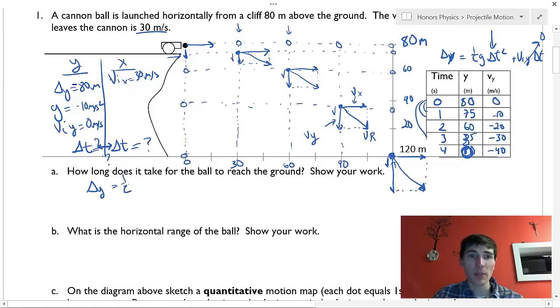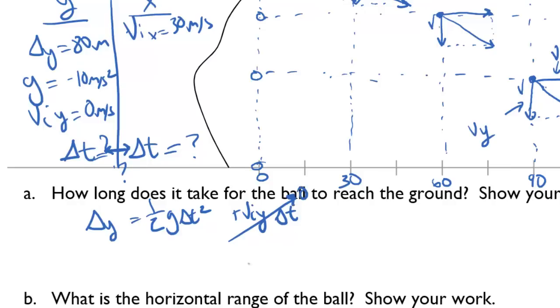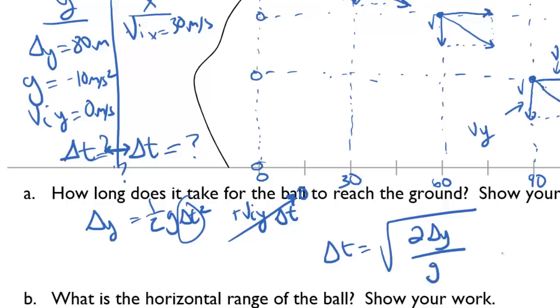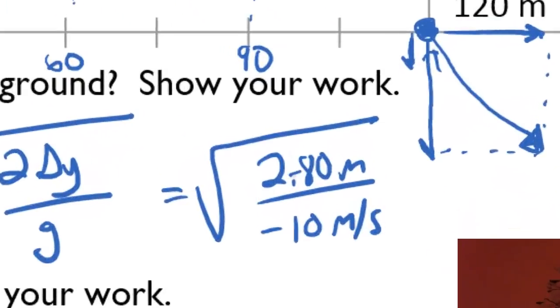Delta y is equal to 1/2 g delta t squared plus v_iy delta t. Because the initial velocity is 0, that term is going to cancel out. And I'm going to rearrange for delta t. When I do so, delta t is equal to the square root of 2 delta y over g. And then when I plug in, I'm just going through it here, 2 times 80 meters divided by negative 10 meters per second squared. I'm going to be really careful about the signs because my final position was 0 and my initial position was 80. 0 minus 80 makes this a negative 80.